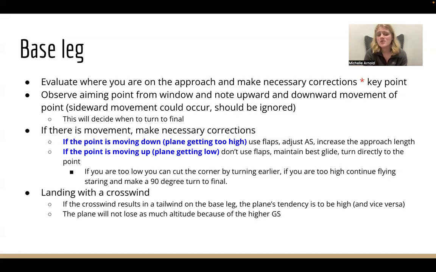If you're landing with a crosswind, and the crosswind is a tailwind, then the plane's tendency is to be high. So this is just something to keep in mind. The plane will not lose as much altitude because of the higher ground speed. And this is the opposite if you are going to have a headwind on the base leg.